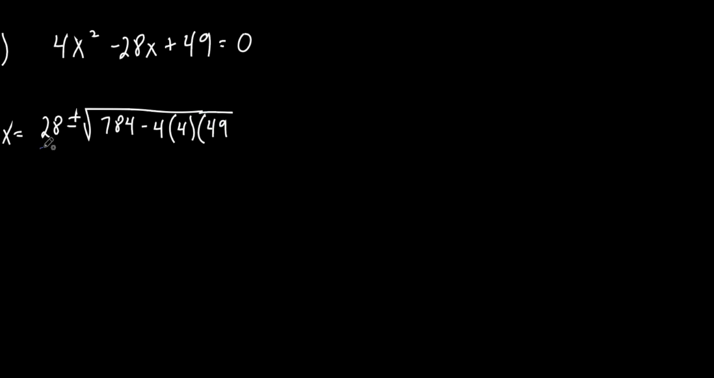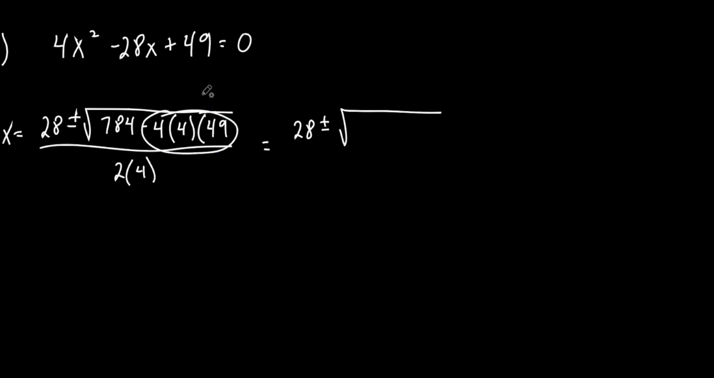That's a terrible line. Let's try this again. Not much better. Over what? 2a? 2 times 4. All right, let's simplify this. 28 plus or minus square root. Now, watch this. This thing right here, if I put it into a calculator, I'm going to get 784. All right, so what's 784 minus 784? 0 square root is what? Okay, yes. And that's over 8. All right, so what do I get?